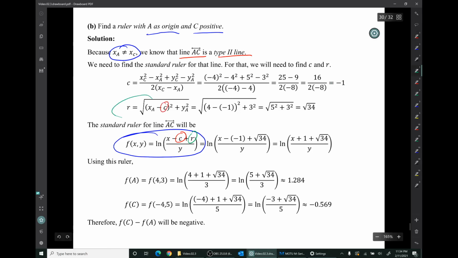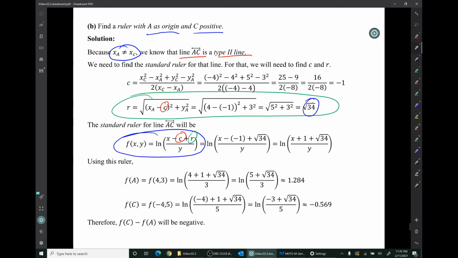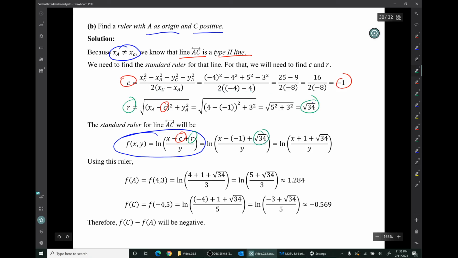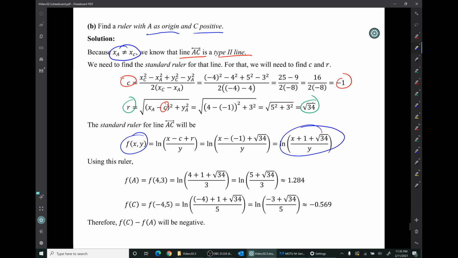And then we use that value of C in this computation to find the value of R. Now this computation is kind of unfortunate. It comes out to be an ugly number, square root of 34. So we have a value of C equals 1 and a value of R equals square root of 34. So we just simply use those numbers to build that formula for the standard ruler. We simplify it a little bit and we end up with this. F of xy equals that. Now what's next? We have to figure out if epsilon is going to be +1 or -1. To do that, we've got to figure out whether f of c minus f of a is positive or negative.